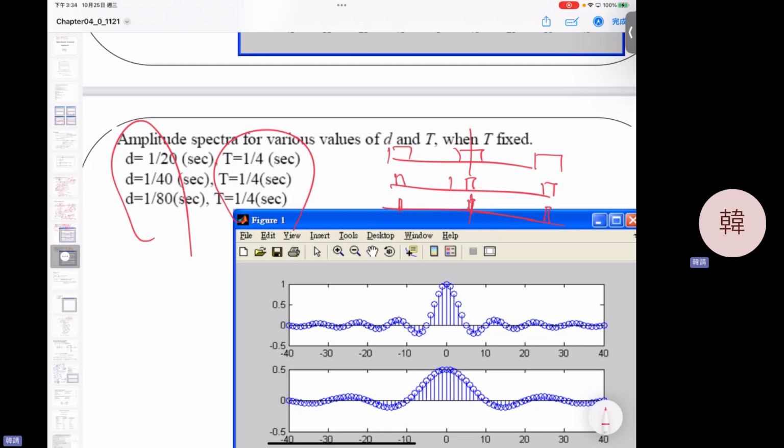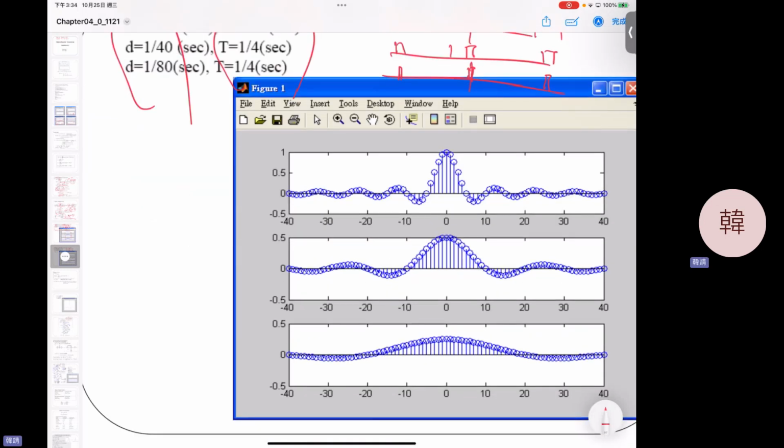So what will happen in your frequency domain? What's the difference? Remember, the omega 0 depends on capital T. So it's 2 pi divided by T, and T is the same. Which means your line spectrum distance is exactly the same because omega 0 is the same. So every distance between these three signals has the same width.